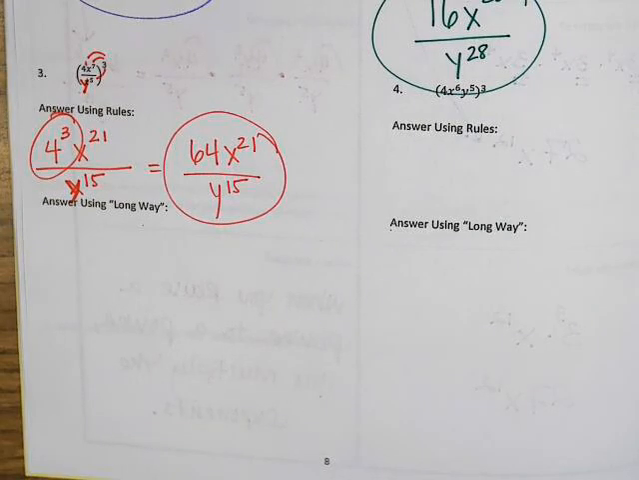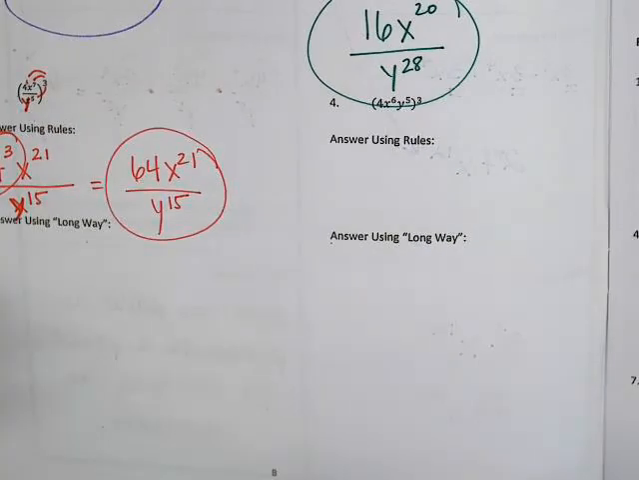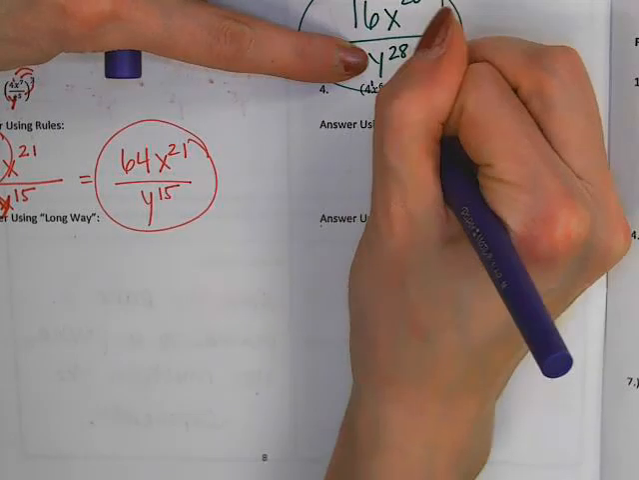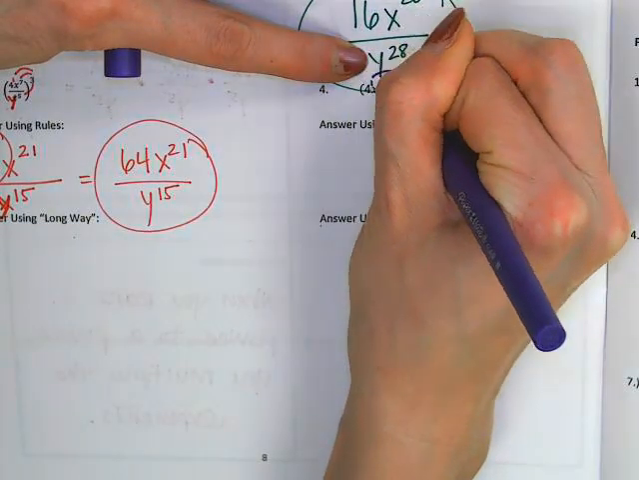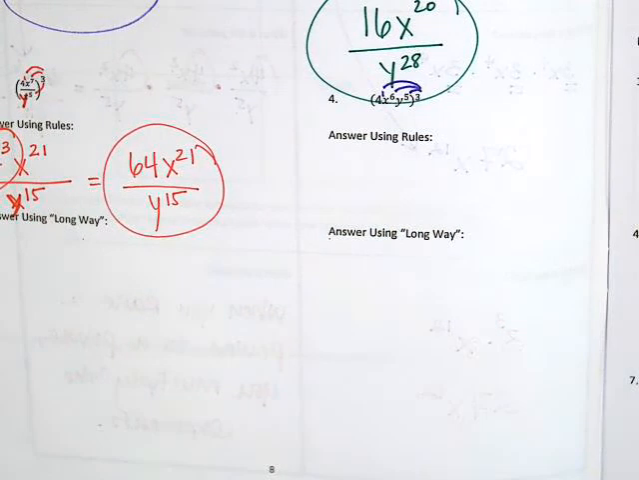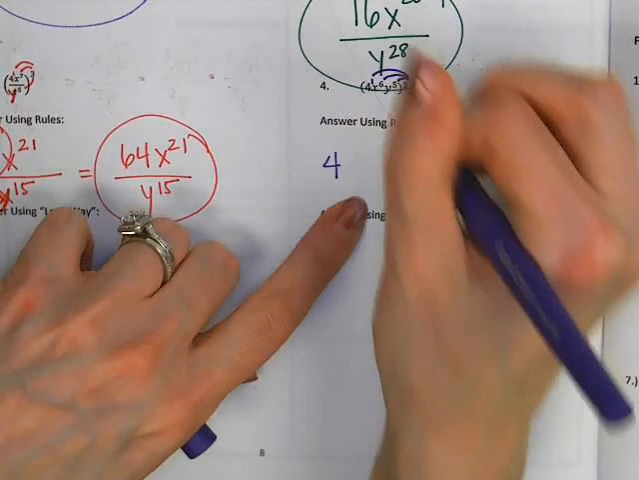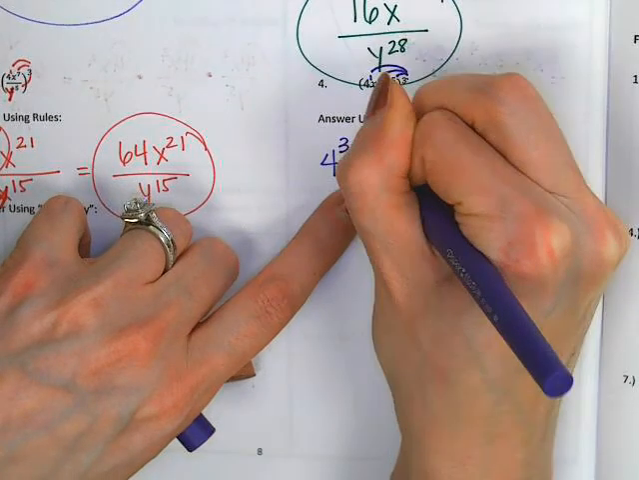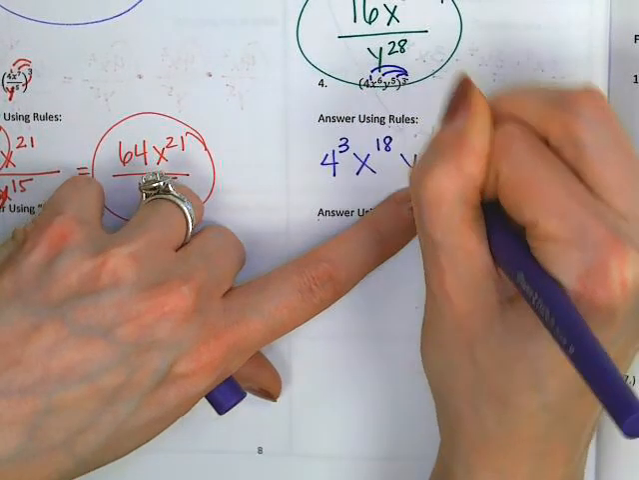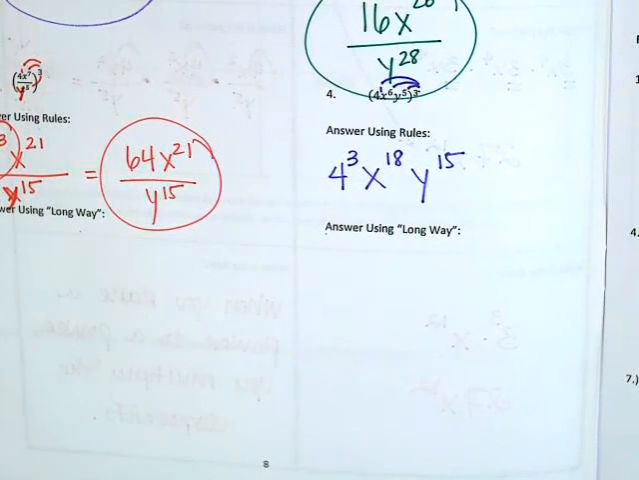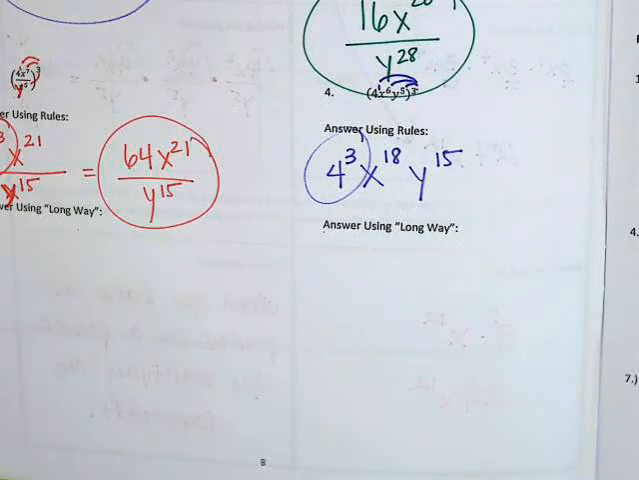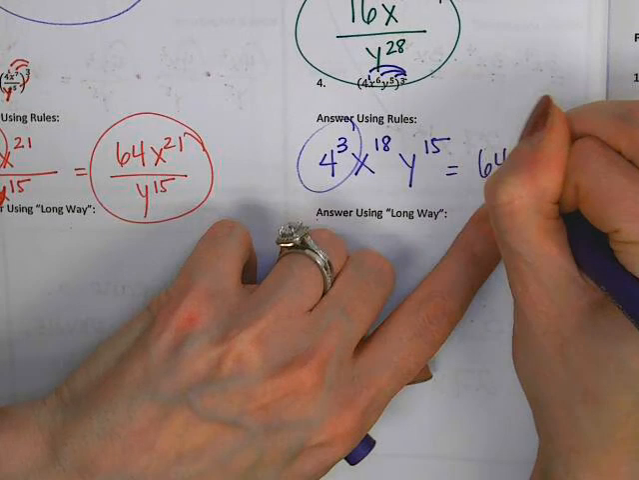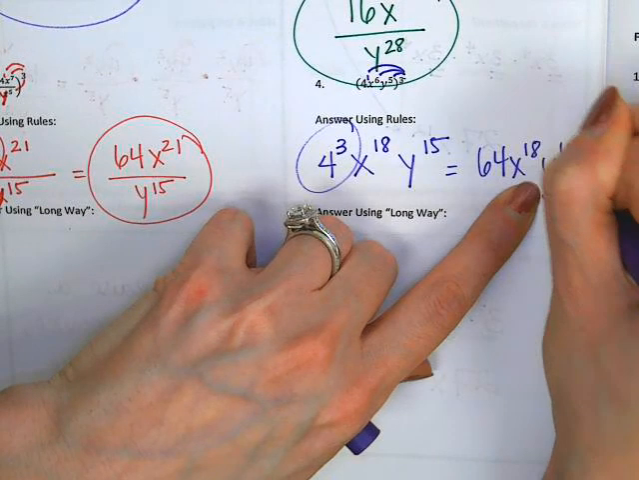And we don't have to do the long way anymore. Okay, number 4, same thing. Give the 4 a 1, and we're going to distribute the power to each power. So it's going to be 4 to the 3 times 1, which is 3, x to the 3 times 6, which is 18, y to the 3 times 5, which is 15. And then again, any numbers with exponents you have to actually evaluate. 4 to the 3rd power is 64, so it's 64, x to the 18, y to the 15.